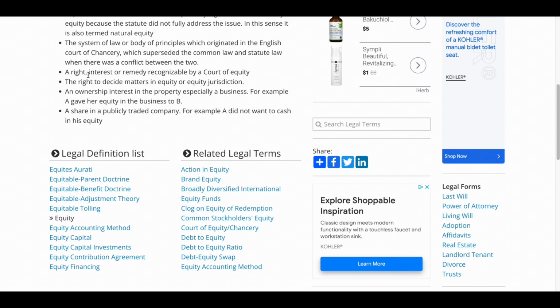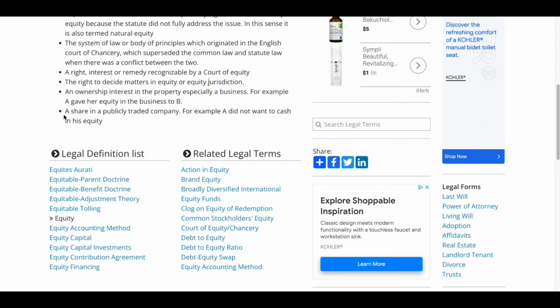A right, interest, or remedy recognizable by a court of equity. The right to decide matters in equity or equity jurisdiction. Once again, you see equity jurisdiction again. An ownership interest in the property, especially a business. For example, A gave her equity in the business to B. A share in a publicly traded company. For example, A did not want to cash in his equity.